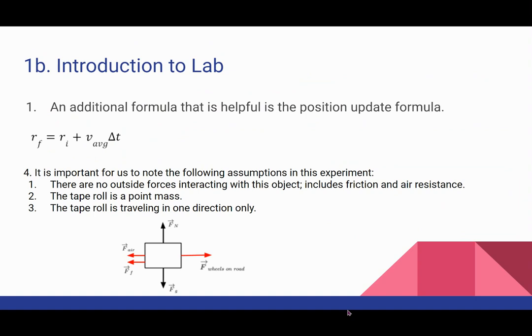Finally, we must identify the assumptions we have made for this experiment. First, we assume that there are no outside forces enacting on our system from the surroundings. This means that we can completely ignore friction forces or drag. We also assume that this is a point mass and is traveling in one direction only.